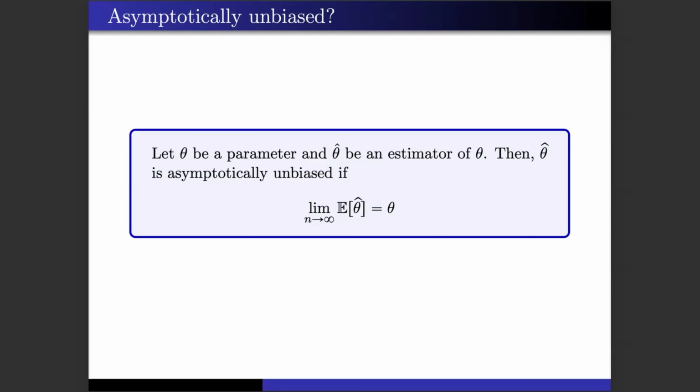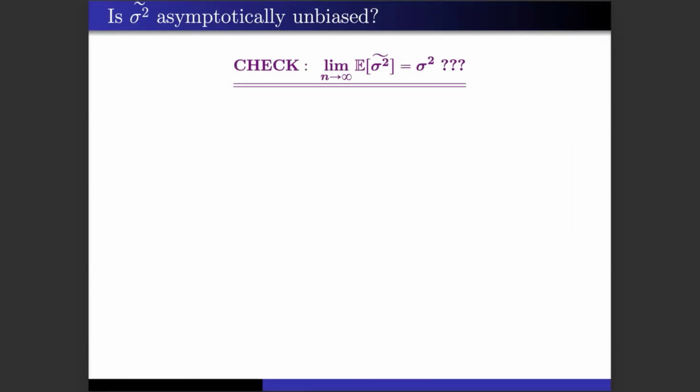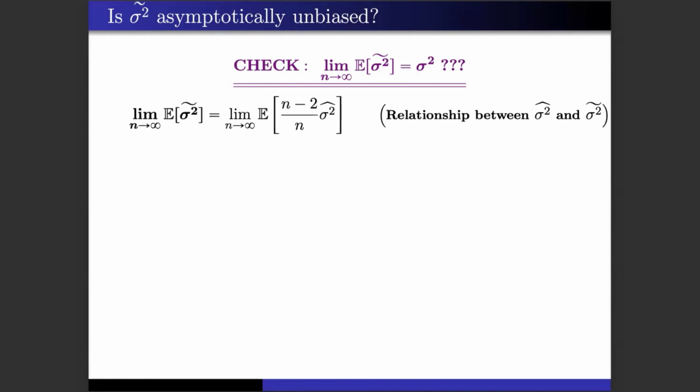It means that if we have a very large data set, that is, the number of observations n is approaching infinity, then the estimate becomes unbiased. Let's try to find out if the MLE estimate of sigma square is asymptotically unbiased or not. So we need to check if the limit as n tends to infinity of the expectation of sigma square tilde is equal to sigma square or not. Let's consider the limit as n tends to infinity of the expectation of sigma square tilde.